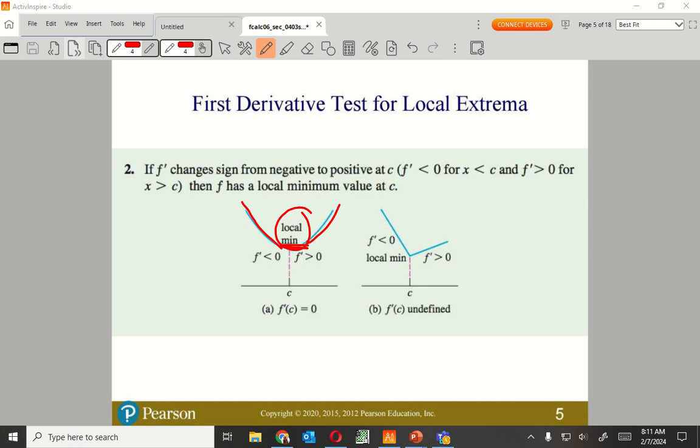Same thing goes for here. This one right here, the pointy point, is undefined. I have a negative slope and then a positive slope, so therefore I should have a local minimum also. Hopefully that's helpful. You got the notes?